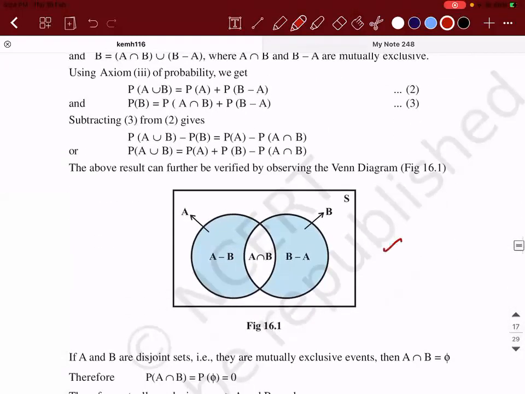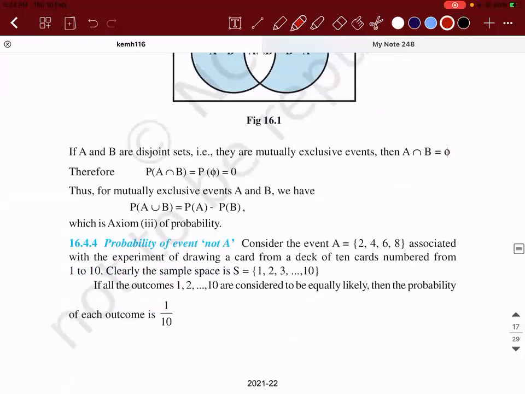So this Venn diagram method is what I have proved. So from this, we know that for mutually exclusive events, what will happen? Probability of A intersection B will be 0. So probability of A union B will be probability of A plus probability of B. So what is the probability of event not A?